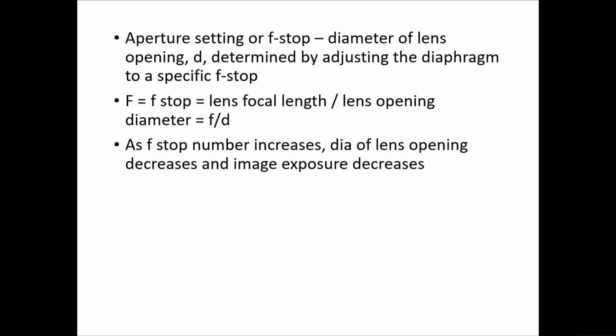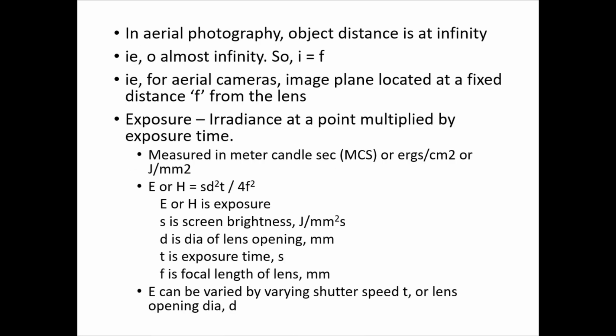F-stop is equal to focal length by lens opening diameter, f by D. So if you increase your f-stop, your diameter decreases and your image exposure decreases. And we saw the previous relationship here: the change in exposure is proportional to D square by f square. Since f by D is the f-stop, E is proportional to the square of the f-stop relationship.